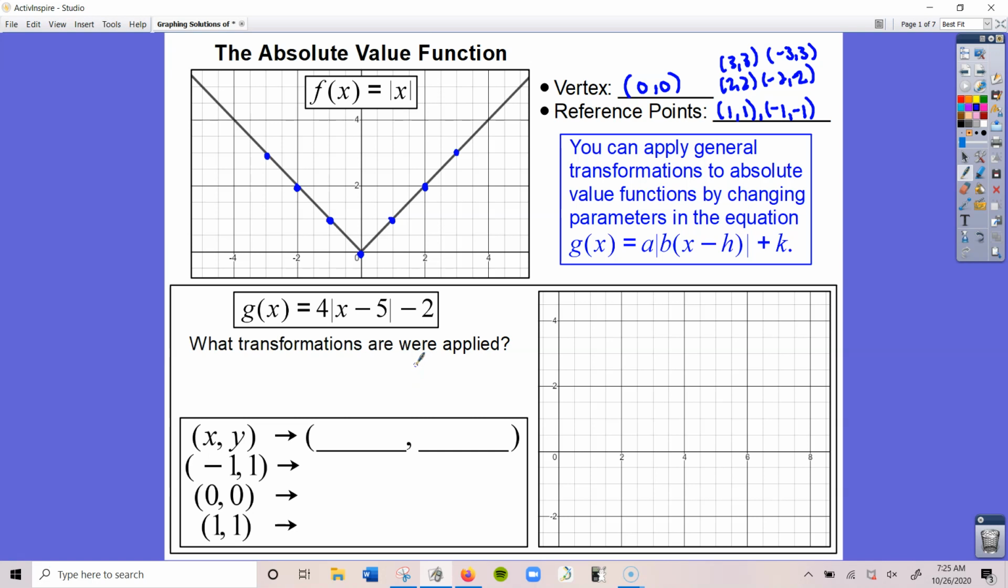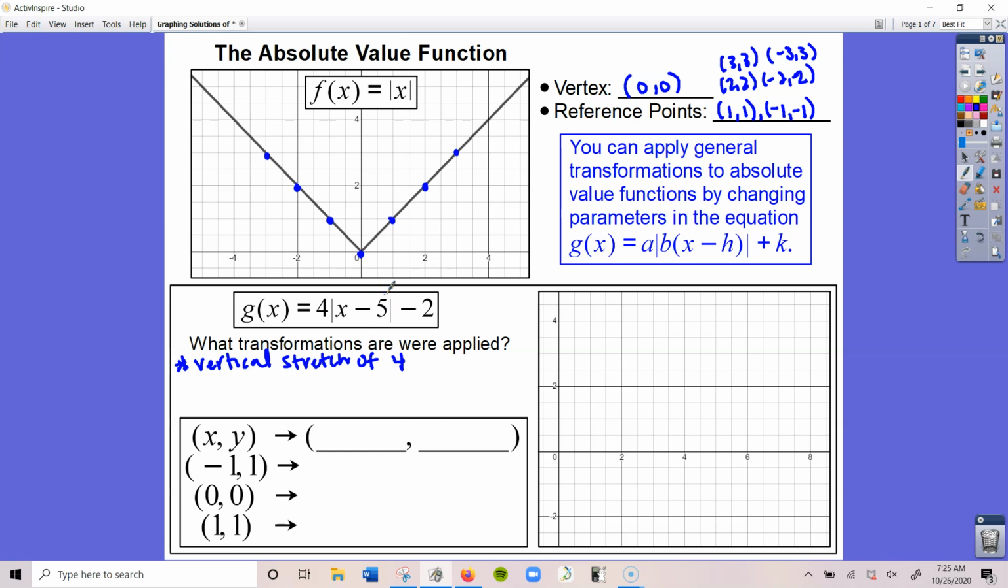And it's the same way that we've been working with in terms of our quadratic or any other functions if there are transformations applied. When we look at this particular equation, we have a 4, the negative 5, and the negative 2. Now this 4 is being multiplied and it is on the outside. Therefore, that is a vertical stretch of 4.